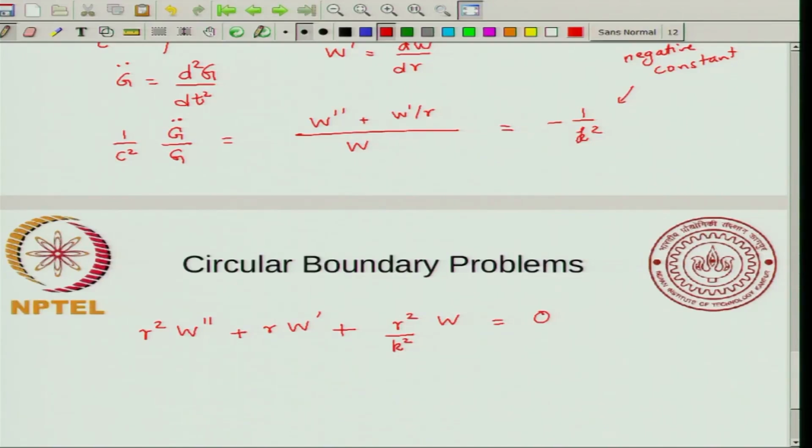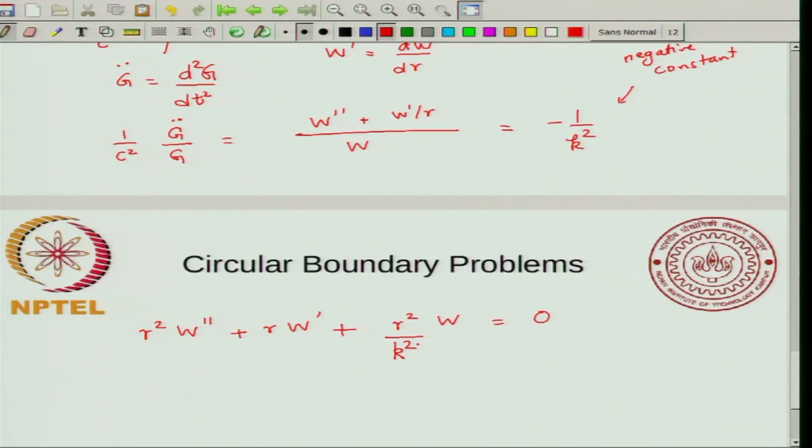Okay. And if I just make a substitution, I want it as minus k square, not minus 1 by k square. So, minus k square. Okay. So, I will take it in this form, and I will leave it as minus 1 by k square. And what I will get is r square divided by k square here. Okay. So, we will just leave it in this form and then we will work it out.